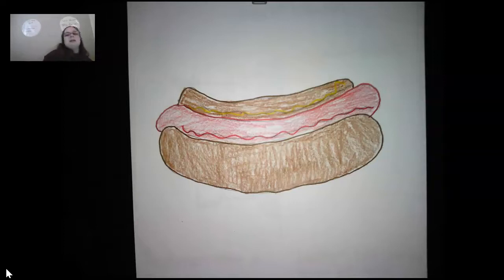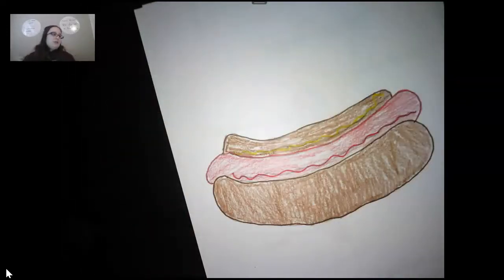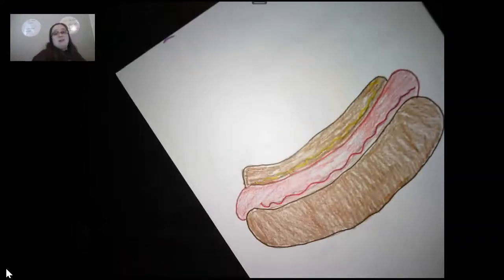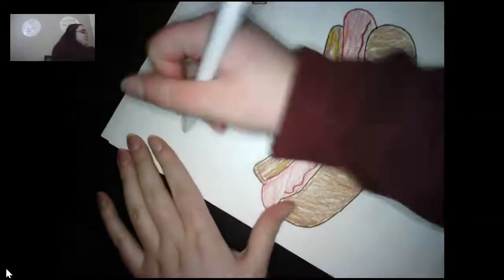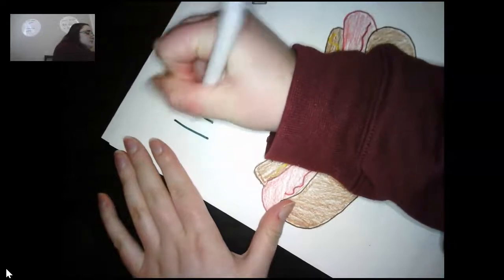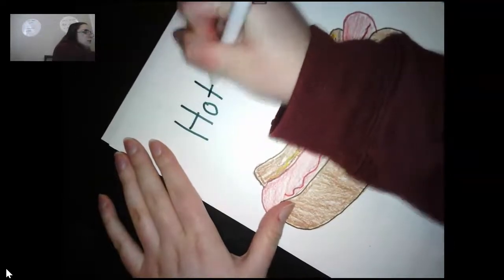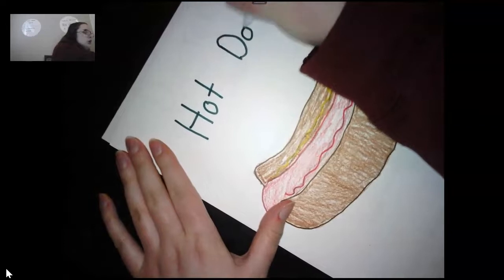Awesome job. So everybody has the picture for their diagram drawn. And remember, it's okay if it is not perfect, guys. So Miss Greyhouse has her hot dog. And the first thing I want to do is go ahead and put a heading on my page, or a title, if you will. So I'm just going to label it hot dog because, guys, it's a hot dog.